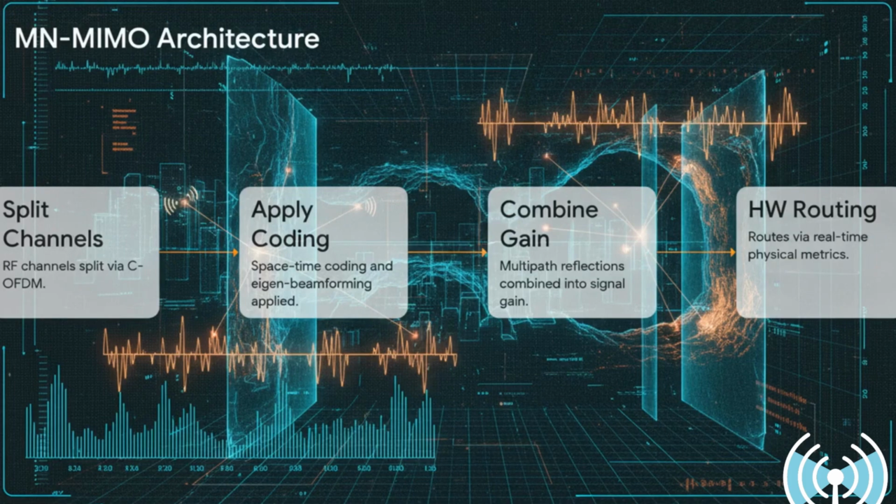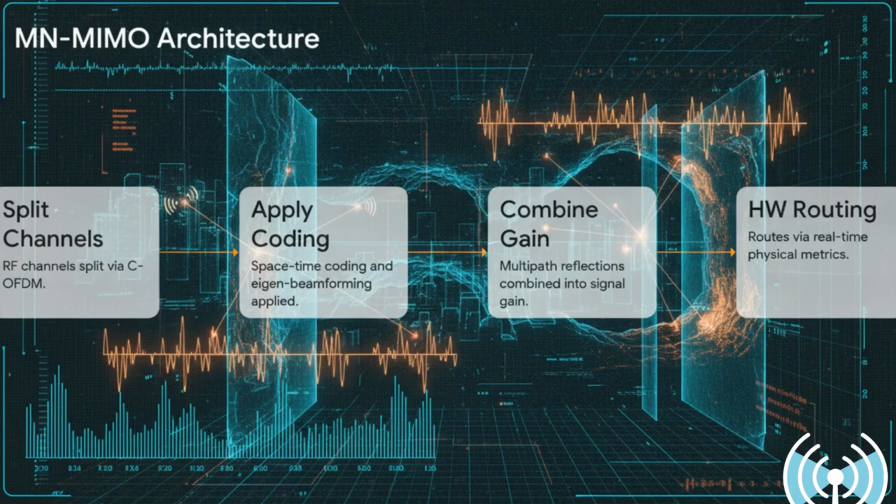The physics going on here are just mind-blowing. It splits wide RF channels into hundreds of subcarriers using COFDM to just slice right through interference. Then, it applies space-time block coding and real-time eigenbeamforming across multiple antennas. But here's the actual magic trick. By exploiting multipath properties, this hardware literally turns physical obstacles like a concrete building or a cavern wall from a signal blocker into a signal amplifier.